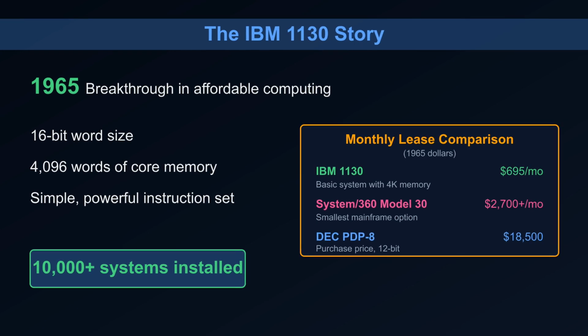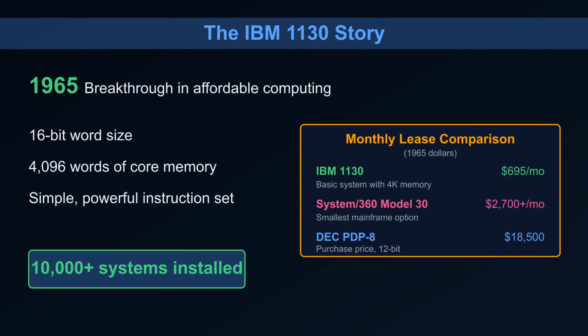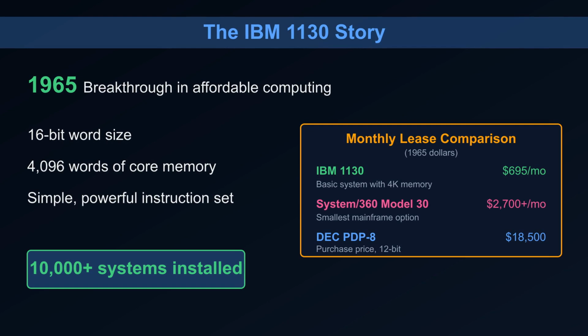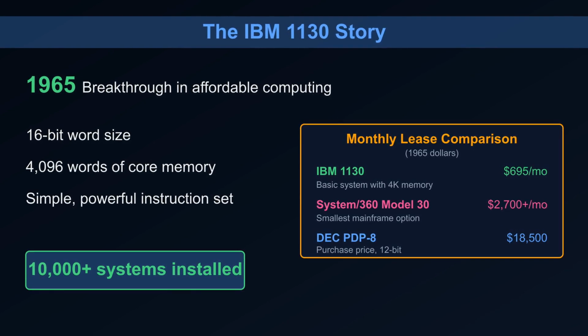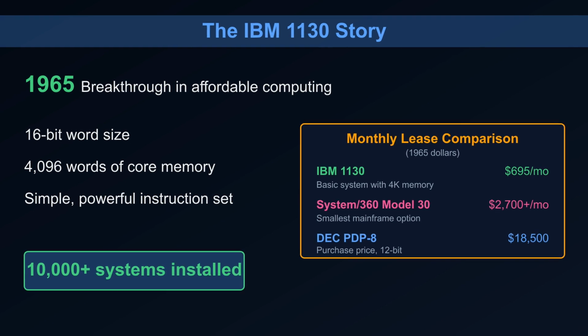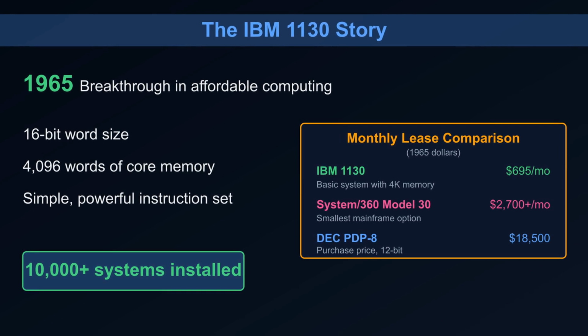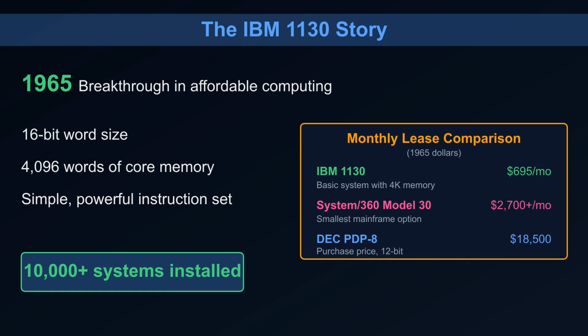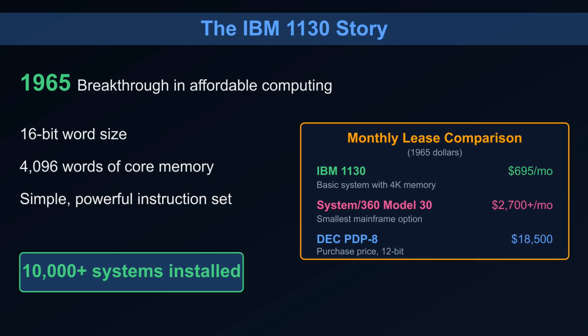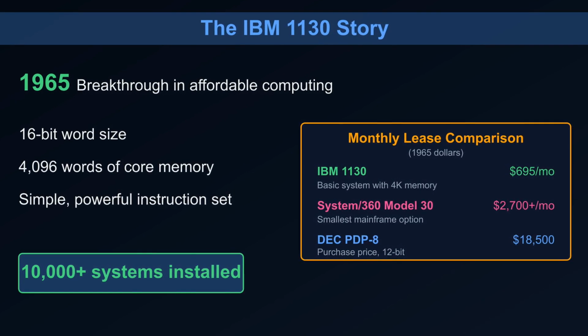The IBM 1130 arrived in 1965 as a breakthrough in affordable computing. Universities finally had access to real computing power. 16-bit words, 4,000 words of memory, and a powerful instruction set. Over 10,000 systems trained the next generation of programmers.